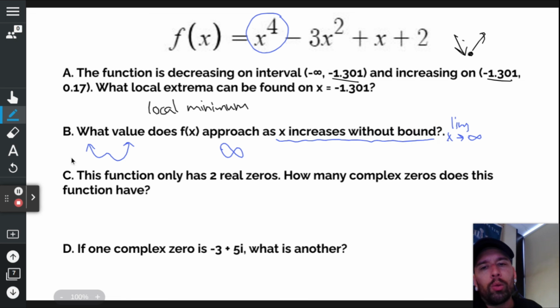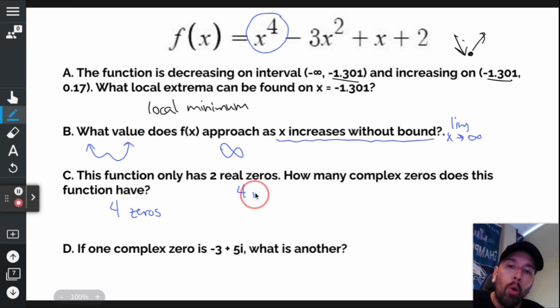This function has only 2 real zeros. How many complex zeros does this function have? Well, this is a quartic. So when you have a quartic, you are looking at 4 total zeros. And our options whenever you have 4 total zeros is you can have 4 real zeros and no complex zeros.